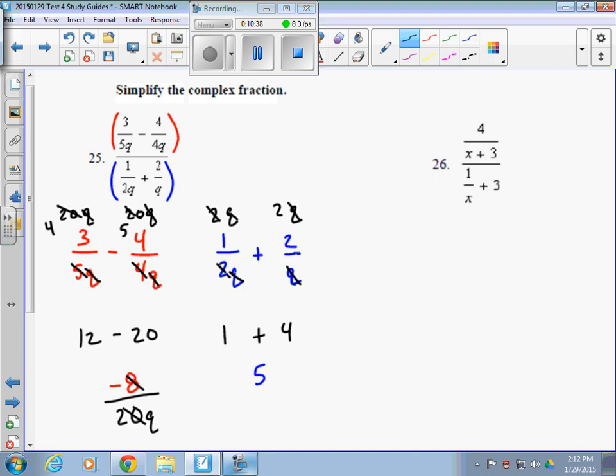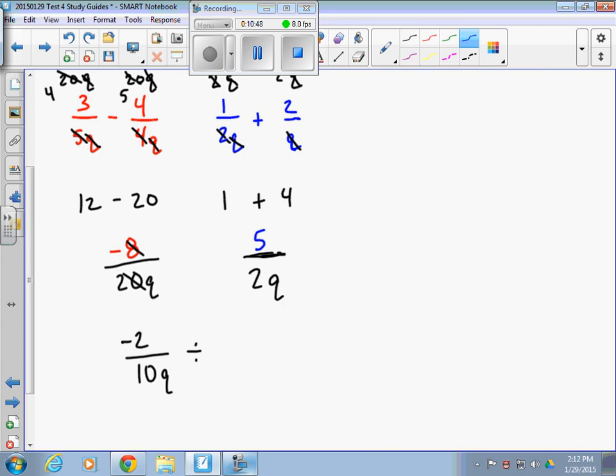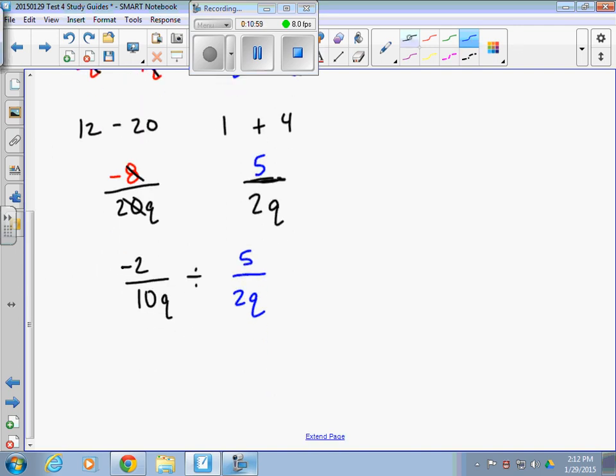But again, just like the other one, it has to go back over the denominator you said was the same for both of them, which was 2q. Unlike the red one, though, we can't simplify those. So we have negative 2 over 10q divided by 5 over 2q. Now, anytime you are dividing fractions, you want to leave the first fraction alone, negative 2 over 10q, and you want to change division into multiplication and multiply by the reciprocal. 2q goes on top, and 5 goes on the bottom.